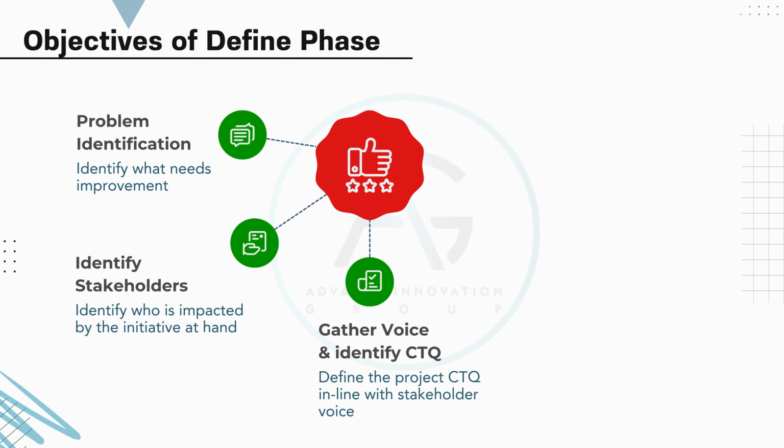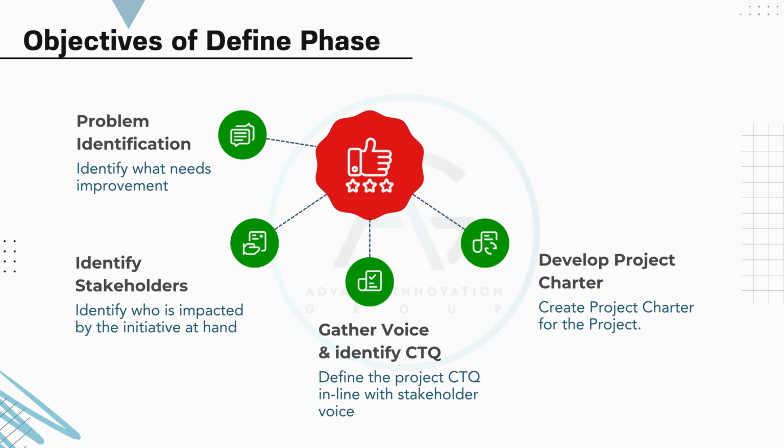At this stage, we gather stakeholder feedback and define what is most important to them. This helps shape the project requirements around real needs. Develop project charter. Once we have our problem, stakeholders, and CTQs identified, we formally document everything in the project charter. This includes objectives, scope, timeline, and roles.